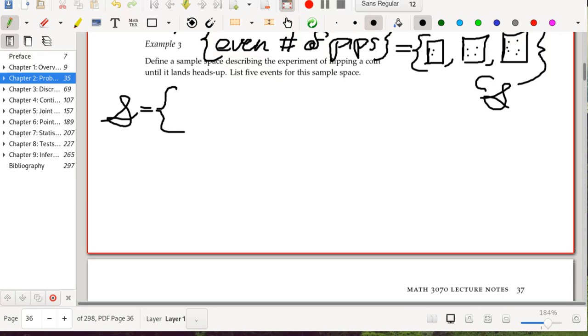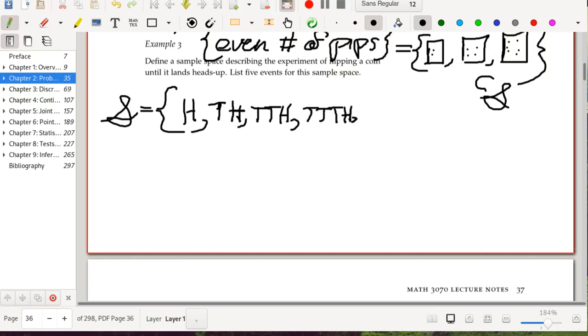Well, it could land heads on the first flip. So you flip the coin, it lands heads, and then you stop. Another outcome is you flip the coin and it lands tails. So you haven't gotten heads yet, so you need to flip it again, and then it lands heads the second time. So tails heads is another possibility. Tails tails heads is a third possibility, and so on.